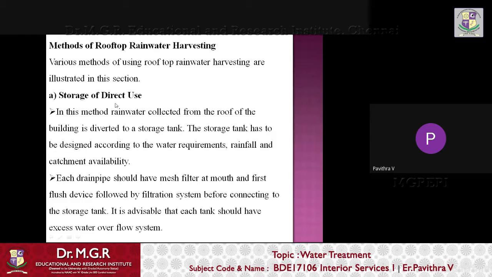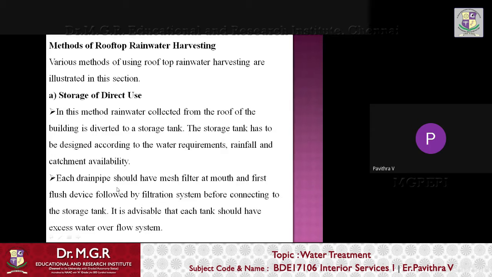Storage or direct use. In this method, rainwater collected from the roof of the building is directed to a storage tank. The storage tank has to be designed according to the water requirements, rainfall, and the catchment capacity. Each drain pipe should have a mesh filter at the mouth and the first flush device, followed by the filtration system before connecting to the storage tank. So these are the different things we had seen.